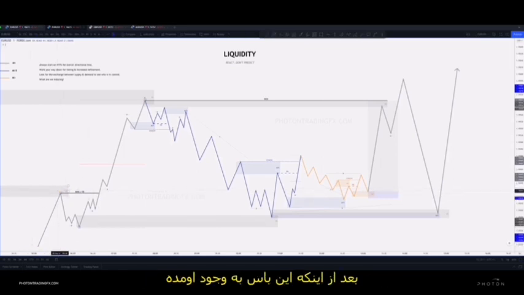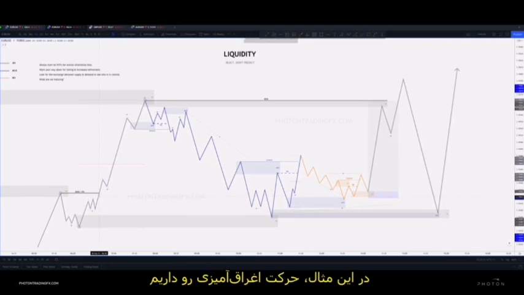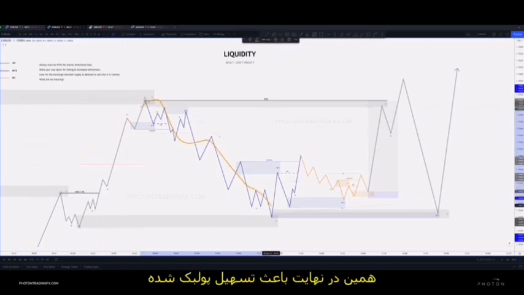So after we get that break of structure, generally there will be a sweep of liquidity and eventually we'll get a pullback. In this diagram, it's obviously a very exaggerated movement after we get that break of structure. Obviously there's going to be tons of liquidity sitting externally, and then eventually that facilitates that pullback.